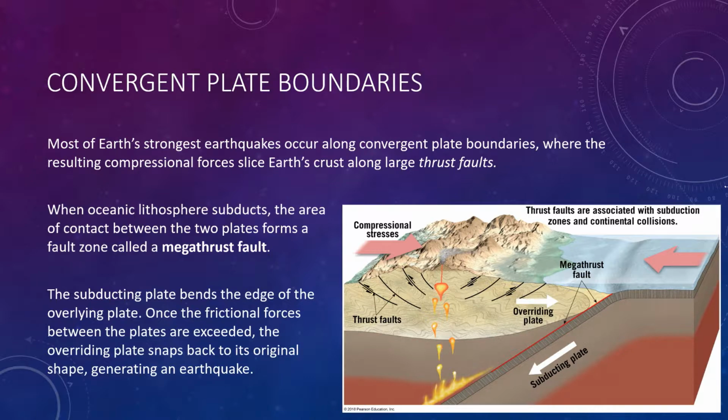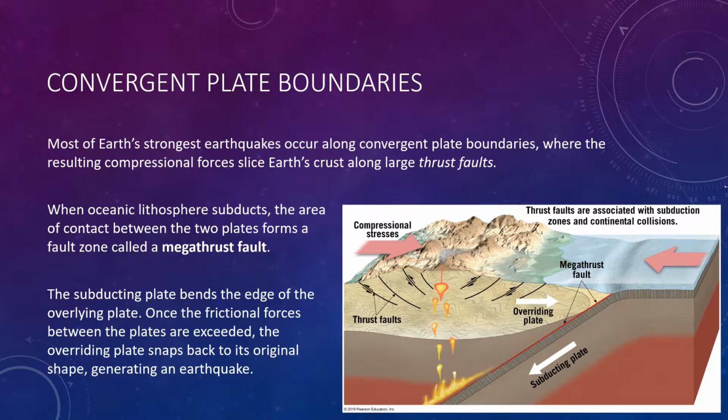Most of Earth's strongest earthquakes occur along large faults associated with convergent plate boundaries. Along convergent boundaries, where one continent is colliding with another, the resulting compressional forces slice Earth's crust along numerous large thrust faults. The 2015 Nepal earthquake is one example of an earthquake generated along a thrust fault. The epicenter of the quake was located 50 miles north of the capital, where the Indian plate is advancing into the Eurasian plate at a rate of about 2 inches per year, driving the uplift of the Himalayas.